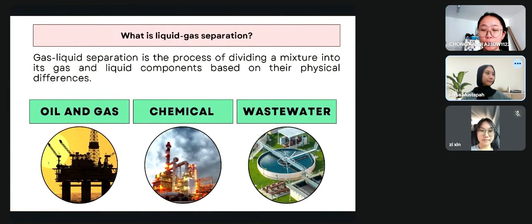Okay. So what is liquid gas separation? First of all, gas-liquid separation is the process of dividing a mixture into gas and liquid components based on their physical differences. Liquid gas separation normally involves oil and gas processing, chemical processing, and also wastewater treatment.